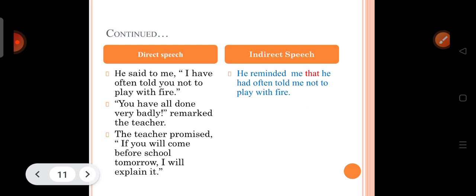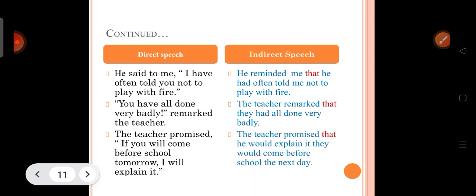Next: "You have all done very badly," remarked the teacher. Here "remarked" is used. The teacher remarked that they had all done very badly. The teacher promised, "You will come before school tomorrow, I will explain it to you." Tomorrow will be changed, right? Tomorrow is changed to "the next day." The teacher promised that he would explain it. They would come before school the next day.